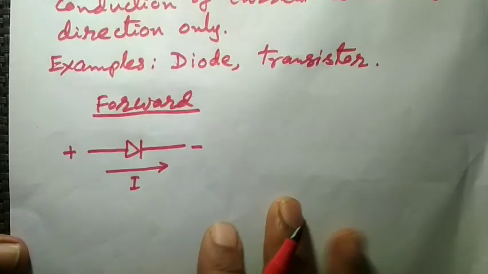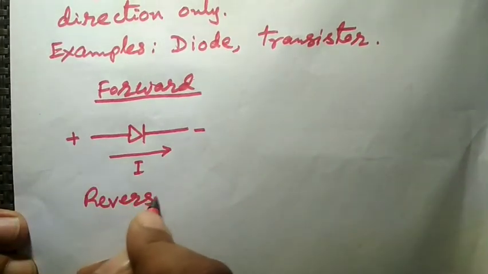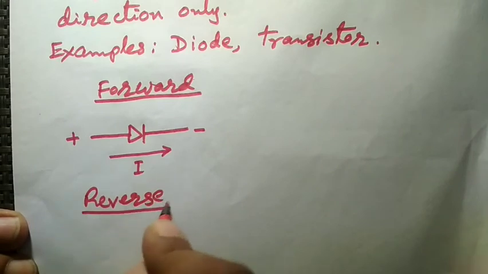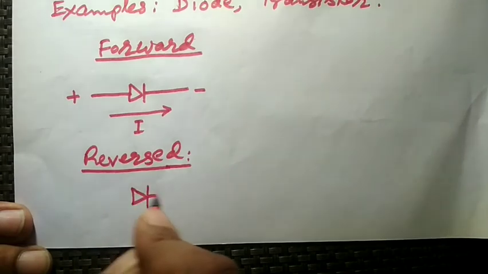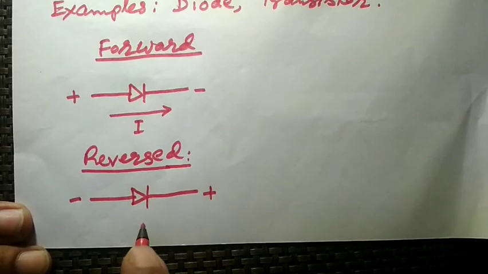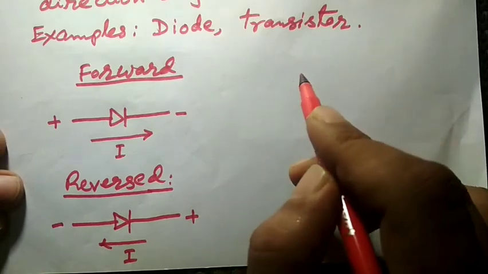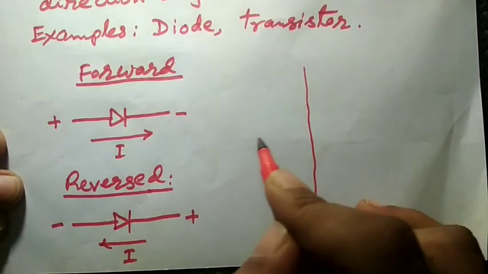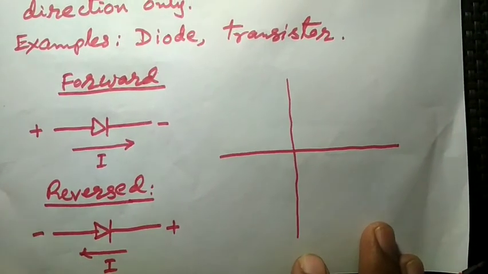And for the reverse biased condition, the polarity of the diode will be changed. So in this case, the current will flow in the opposite direction. Now, if you draw the V versus I characteristics here, as we have already seen in the previous case.